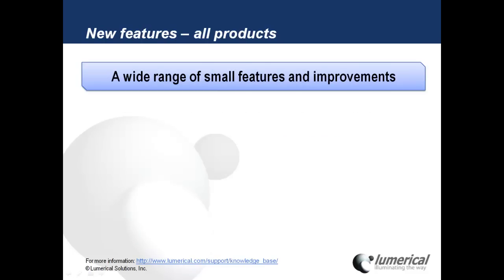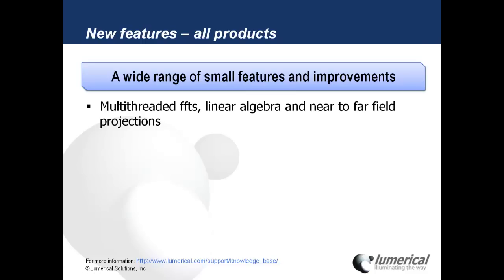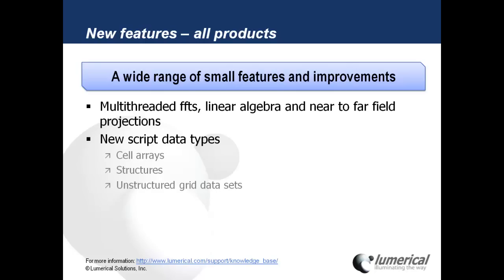In addition to the major features, there's also a wide range of small features and improvements. For example, in terms of our analysis, we now have multi-threaded FFTs, linear algebra, and near to far field projections, so that can speed up a lot of the analysis and post-processing of results that's done on your computer. We also have made some major improvements to the scripting language, so we have support for new data types such as cell arrays, structures, and unstructured grid data sets.